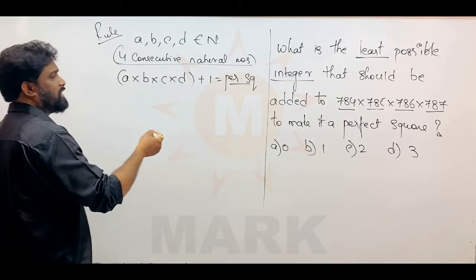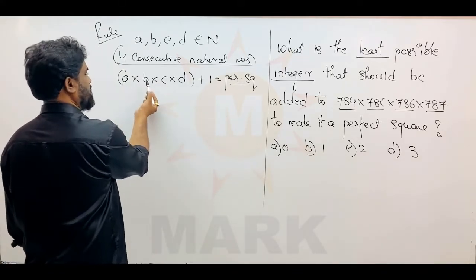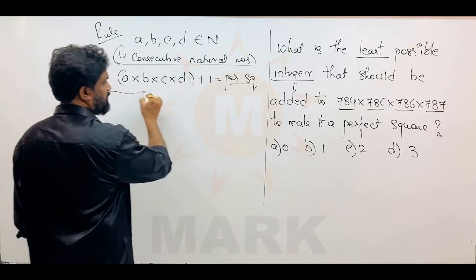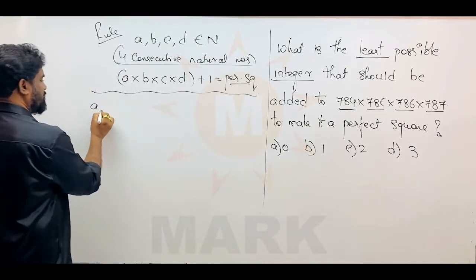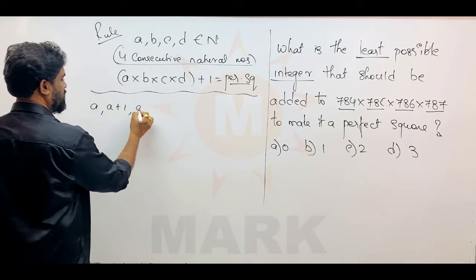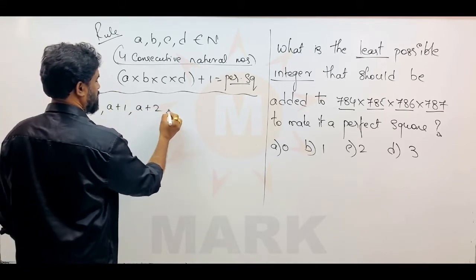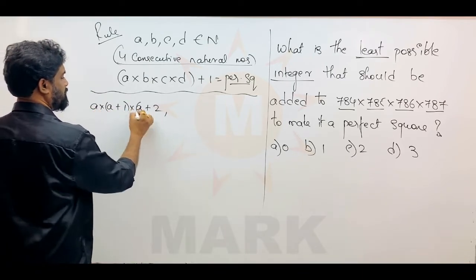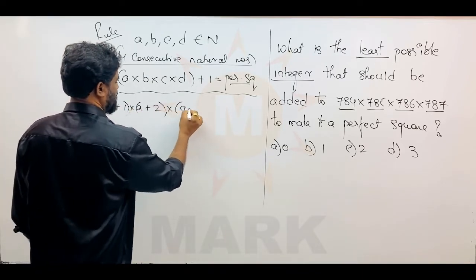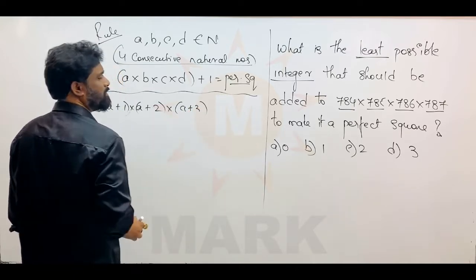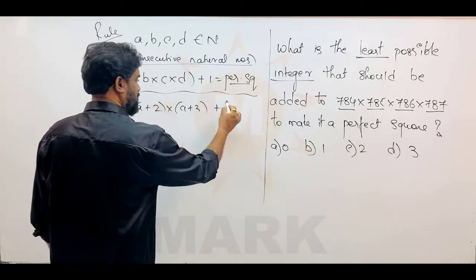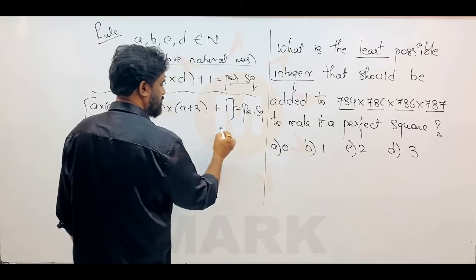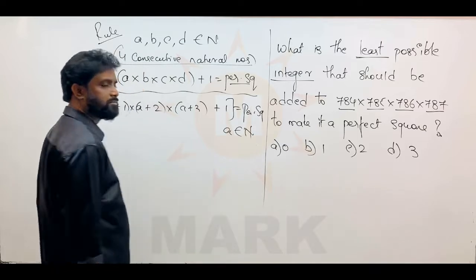So that means you can think like not only A, B, C, D, but A, A plus 1, A plus 2, A plus 3, like that. Or some people will tell like this also: A into A plus 1 into A plus 2 into A plus 3, plus 1. This is nothing but a perfect square if A is a natural number.